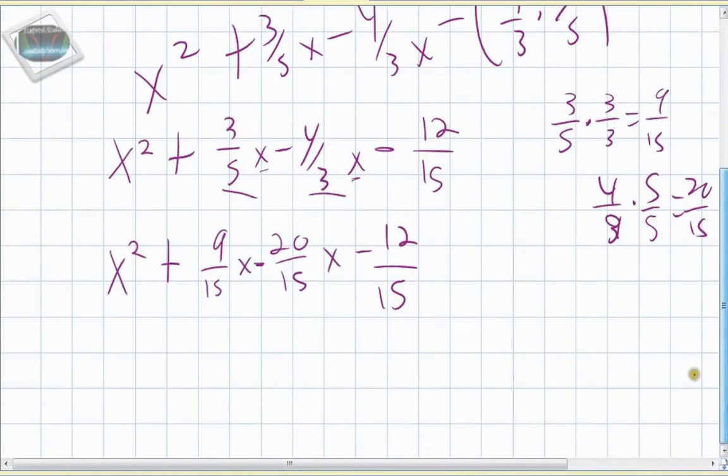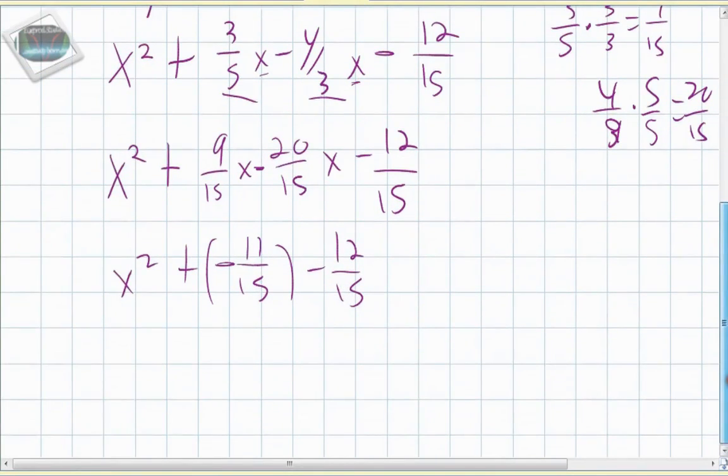Okay, so let's keep going. We have x squared plus, this is going to be negative 11 over 15 minus 12/15. And then this might still seem fairly unfamiliar to you. It doesn't look like anything that you see in your answer options. It's a little confusing because of the fractions.